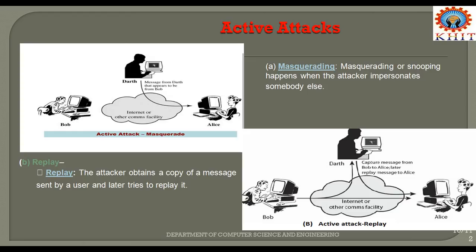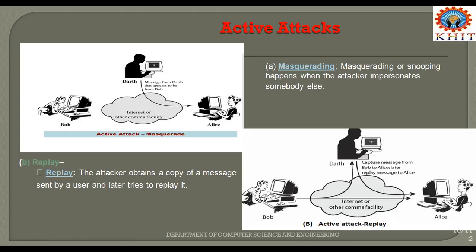The active attacks are four types. Masquerade means masquerading or impersonating happens when the attacker impersonates somebody else. That means the sender is there, the recipient is there, and in between the attacker is there. The attacker is sending his own message in the name of the sender. For example, here the sender is Bob. This is Alice. Bob is sending the data to Alice. But in the name of Bob, Darth is sending his data to Alice. Alice assumes the data is sent by Bob. That is the impersonate type of attack, masquerading. He is sending his own message in the name of the sender, Bob.